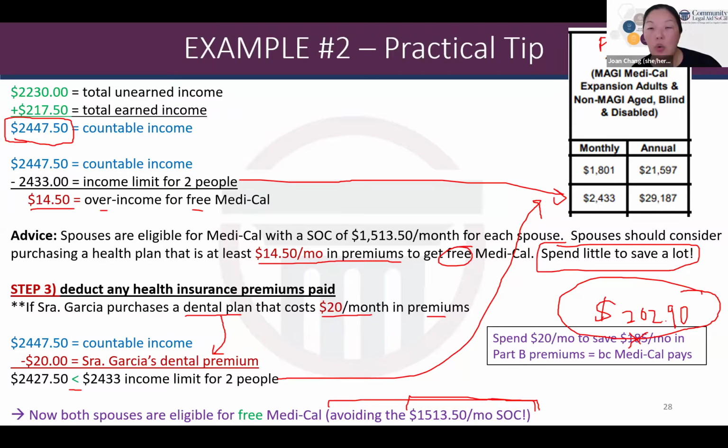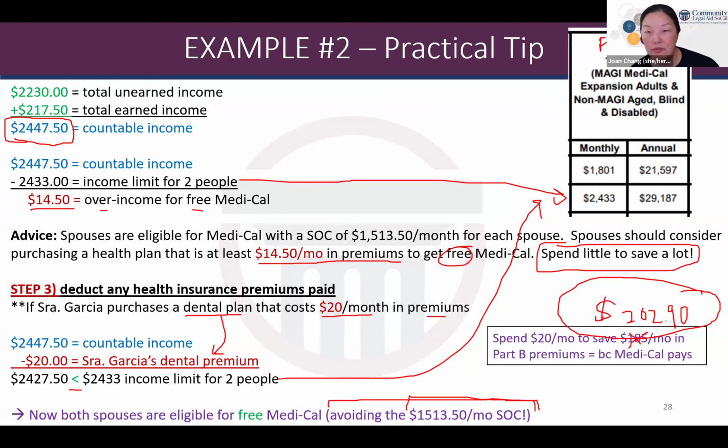Okay, well, this is different. If you are living in a skilled nursing facility, there is something called a long-term care share of cost, and that is a different calculation. Today, we're just talking about share of costs for those who do not reside in a skilled nursing facility.